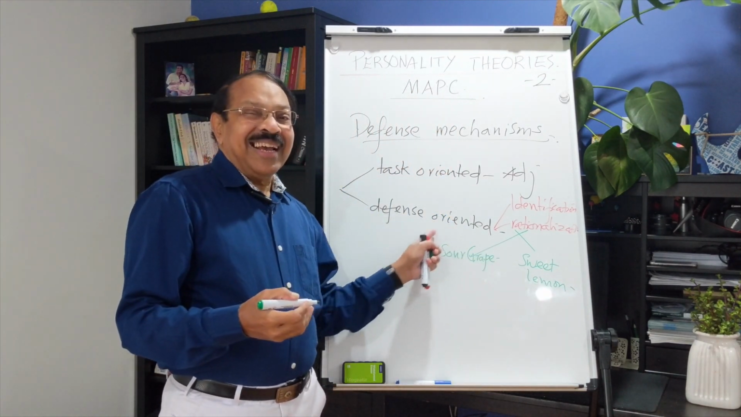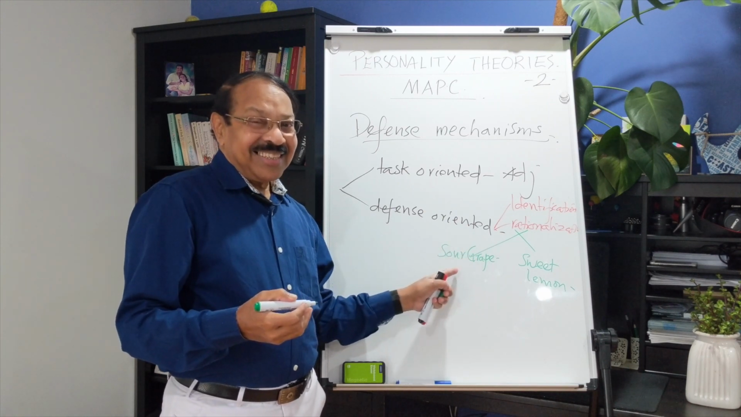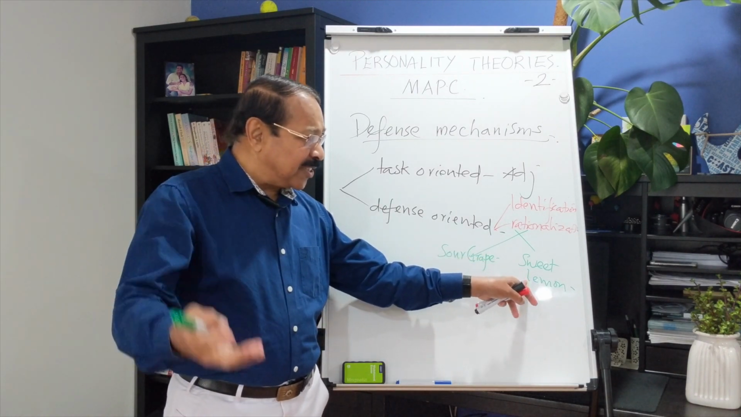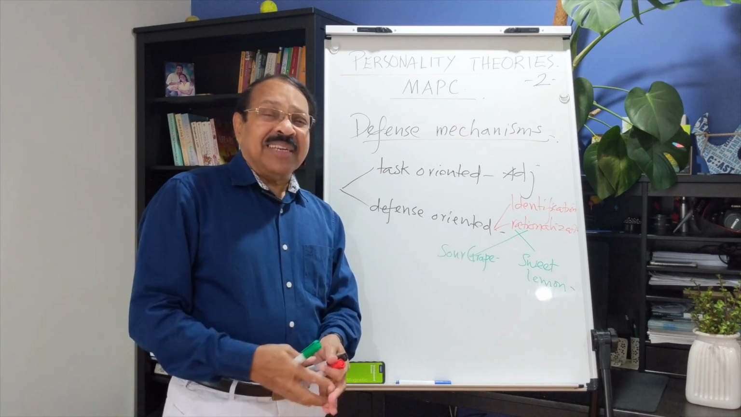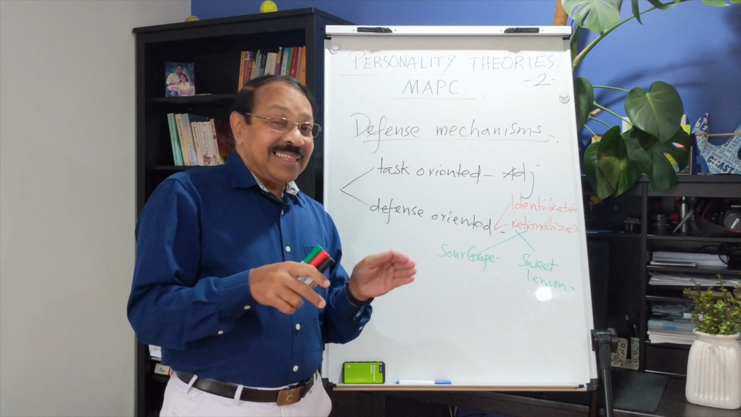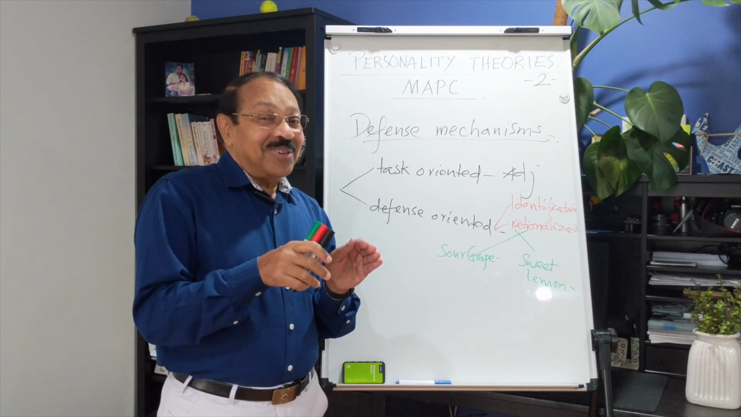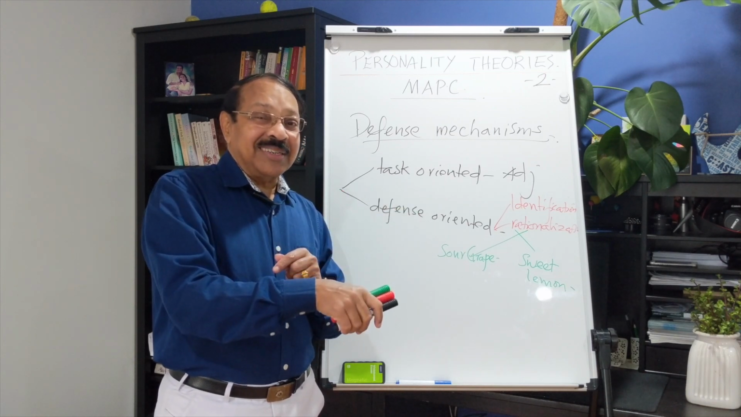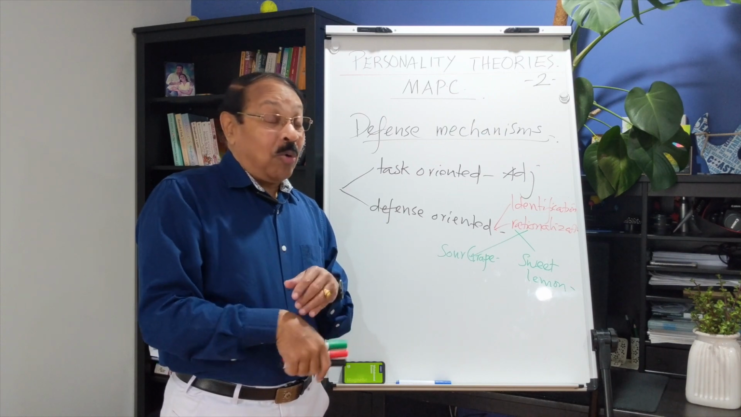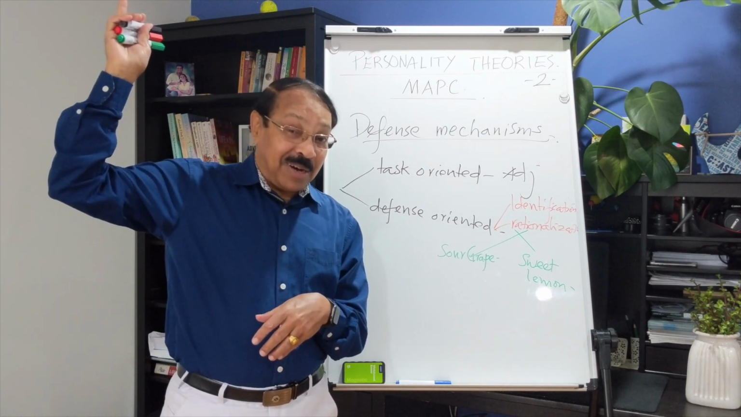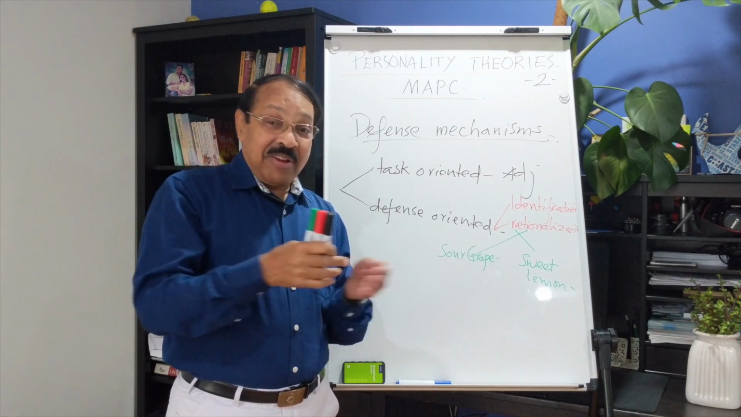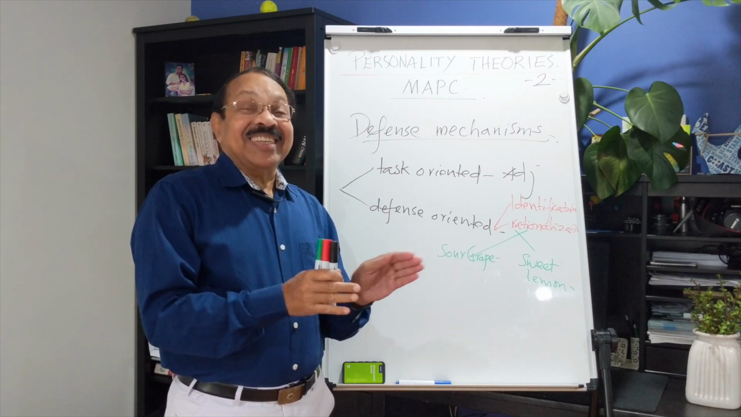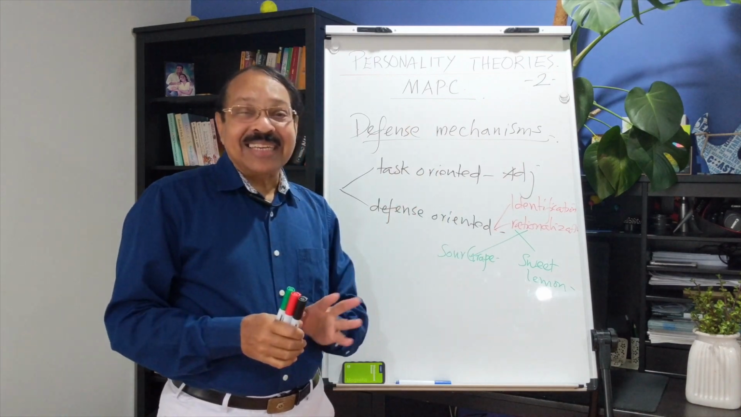Sour grape: when a desired goal is not achieved, we justify it. I need not explain, everybody knows Aesop's story of the fox. Sweet lemon: when something unpleasant happens, trying to make excuses to pacify the ego. Suppose the person mentioned earlier who seeks a promotion doesn't get it. He says, "Oh, if I get a promotion, I'll be transferred to some other part of the country and I'll have to keep away from my family. Nice that I didn't get a promotion." This kind of justification is called rationalization.